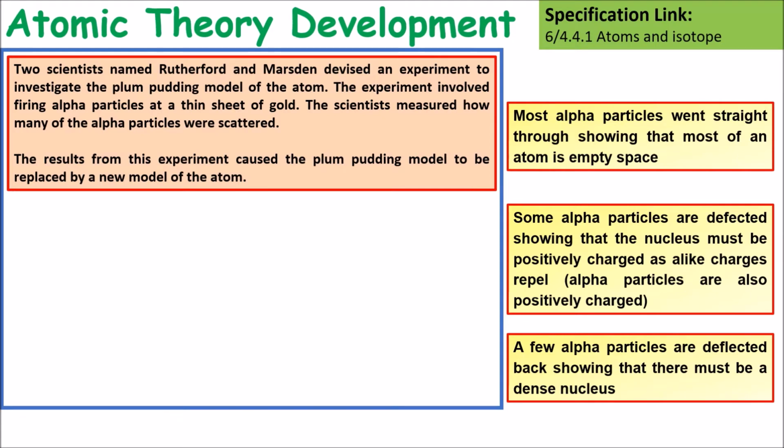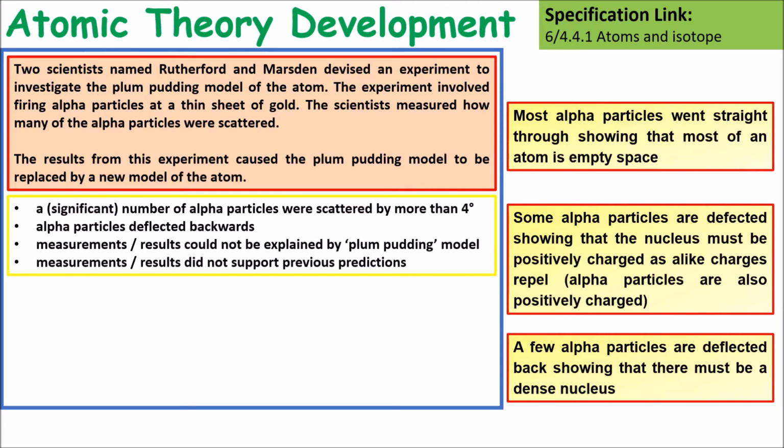So if we were looking at this question, two scientists named Rutherford and Marsden devised an experiment to investigate the plum pudding model. The experiment involved firing alpha particles at a thin gold sheet. The results from this experiment caused the plum pudding model to be replaced with the new model of the atom. If we're explaining why, it's because a significant amount of the alpha particles went straight through, and if the plum pudding model was correct, then less would have gone through.